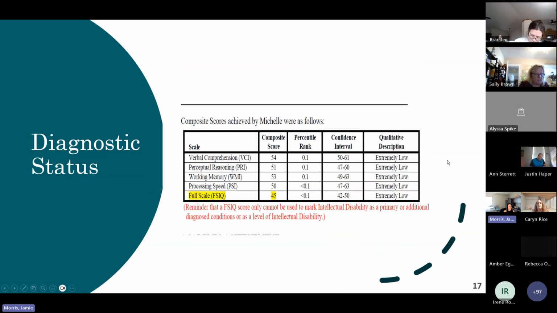So we then go on through the evaluation. We know that she has a full scale IQ of 45. That is important because in order to be considered a person with MR or ID, they have to have an IQ of 70 plus or minus 5. And yes, we're well below 70 for Michelle. So she has an IQ of 45.